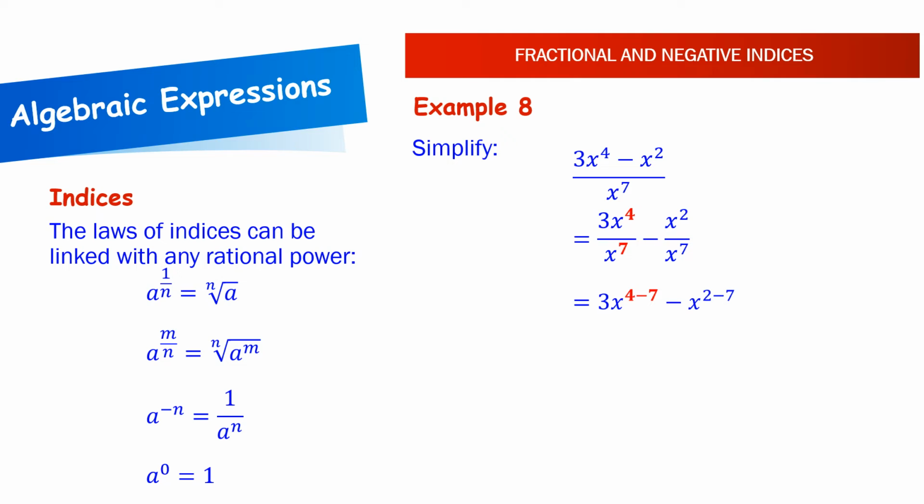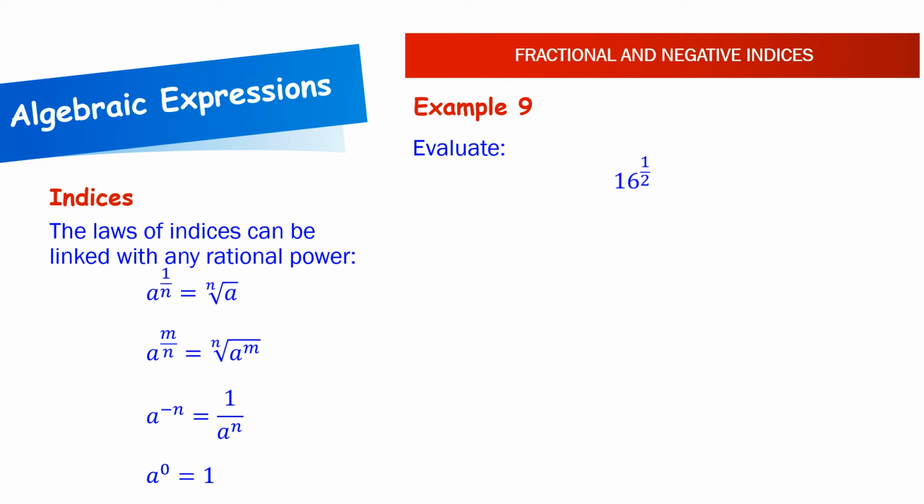Next, tidy up the indices. So we have 4 minus 7 in one and 2 minus 7 in the other, to give us 3x to the minus 3 minus x to the power minus 5. And we can rewrite this as 3 over x to the 3 minus 1 over x to the 5.